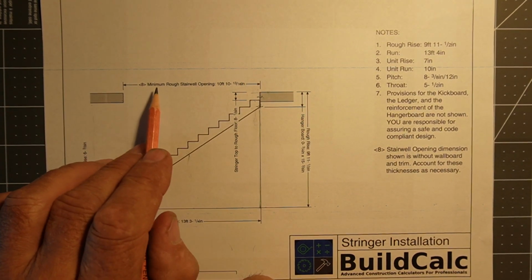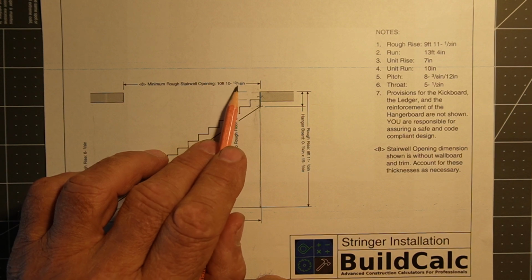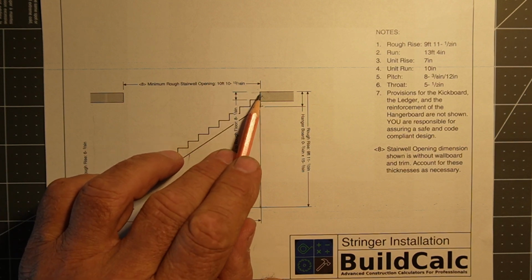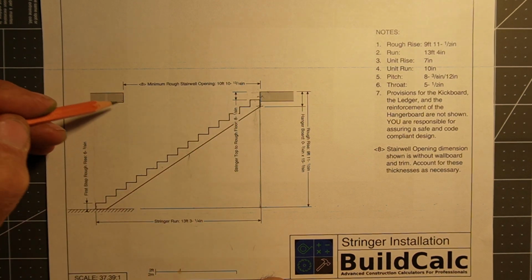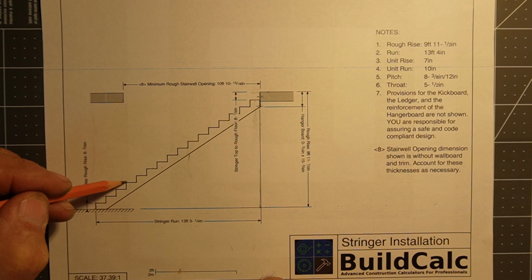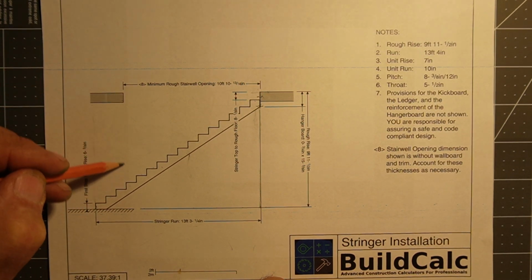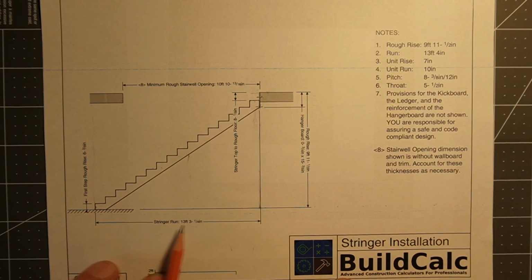It's telling me that my minimum rough stairwell opening needs to be 10 feet 10 and 13/16 of an inch. So from this surface to this surface, I need that much distance so that I maintain, it's from the nose of each step up, so I'm maintaining my 6 feet 8 inch clearance. And then down here it's telling me that I need at least 13 feet 3¼ inches that I can get from one end to the other. So I need that much room.